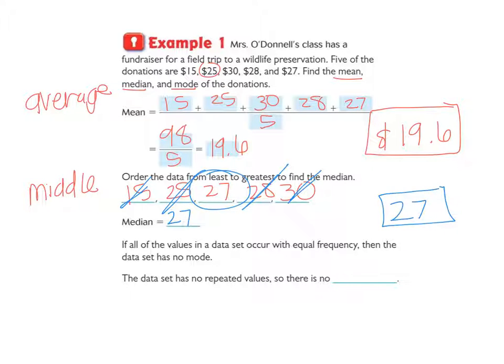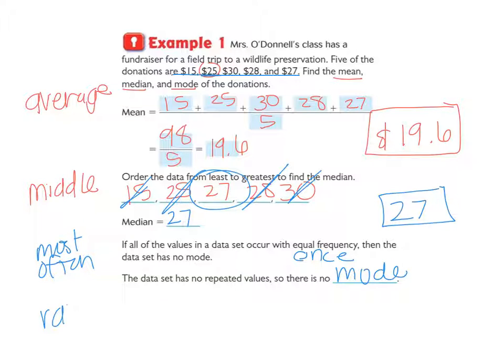And then the mode, if all the values in a data set occur with equal frequency, or if they all occur in this case once, then the data has no mode. So because there's no numbers that are repeated here, we don't have a mode. So there is no mode. When they're all the same, you just say no mode.